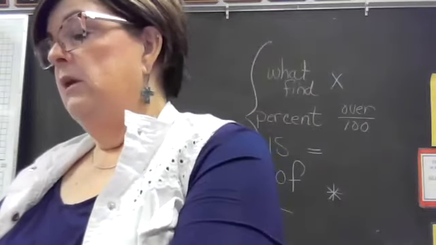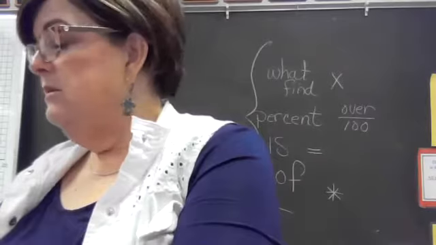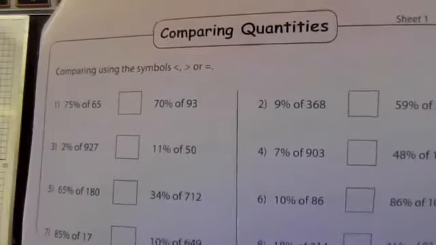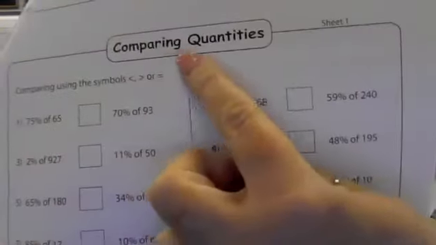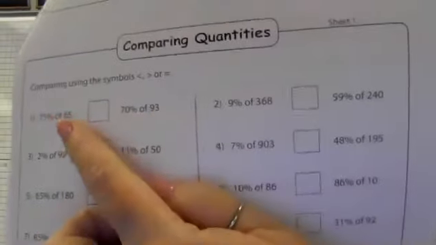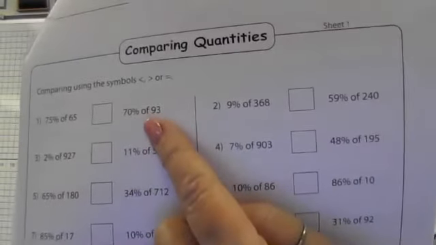Third page. On this one, you're going to do exactly the same thing. It's a percent of a number, a percent of a number. But in this one, it says we're going to compare quantities. So on number 1, you're going to find the answer to this, and I would suggest you write it underneath. Then you're going to find the answer to this one and write the answer underneath. I'm here comparing quantities.